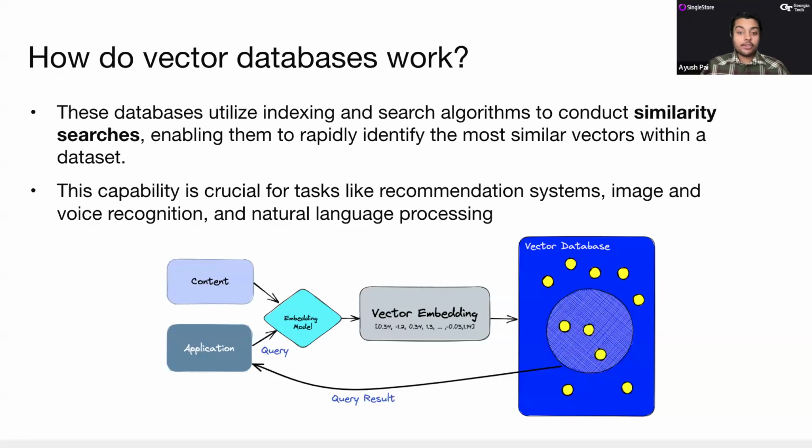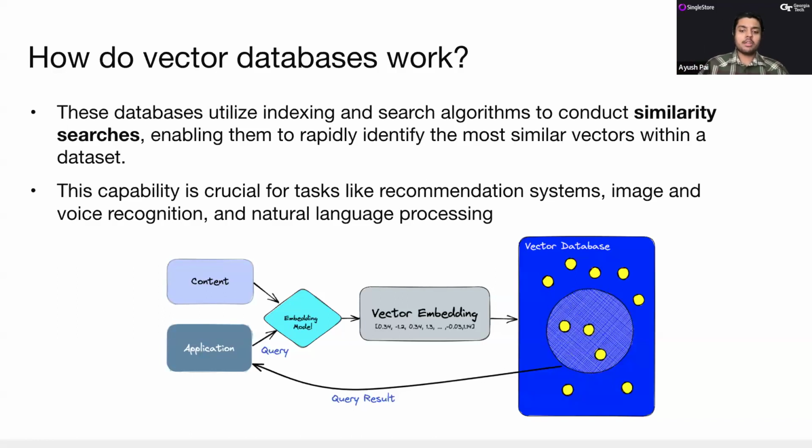In the realm of image and voice recognition, vector databases empower systems to identify and match patterns with remarkable precision. And they're pivotal in natural language processing and LLMs, helping machines understand and generate human language with nuance and context.